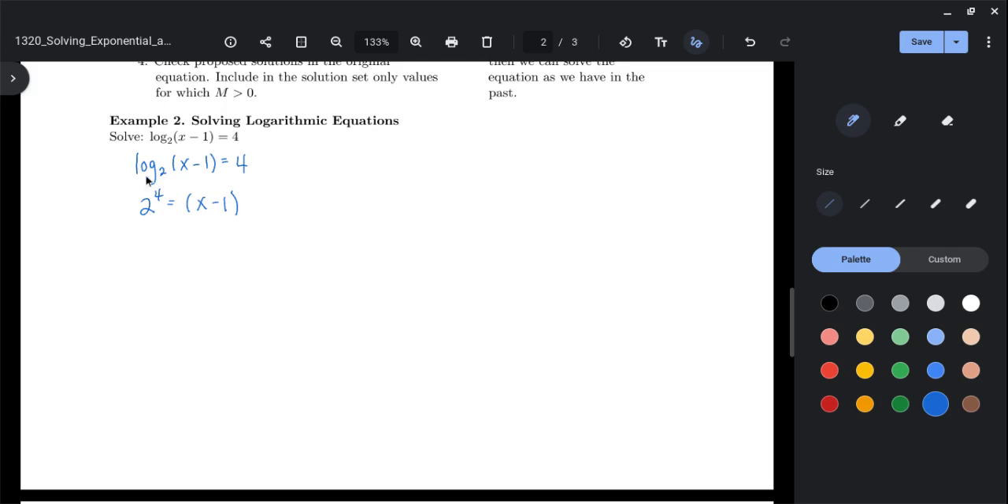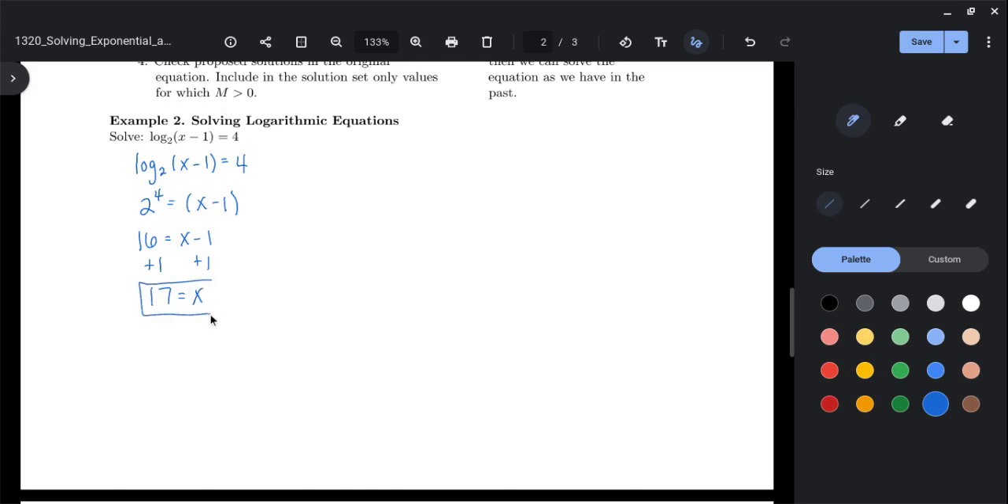Now we have an evaluation that we can do. So we can calculate 2 to the 4th power, and that's going to be 16. And now I'm just going to solve for x like normal. I want to get it all by itself, so I need to undo this minus 1 by adding 1 to both sides. So we get 17 equals x.